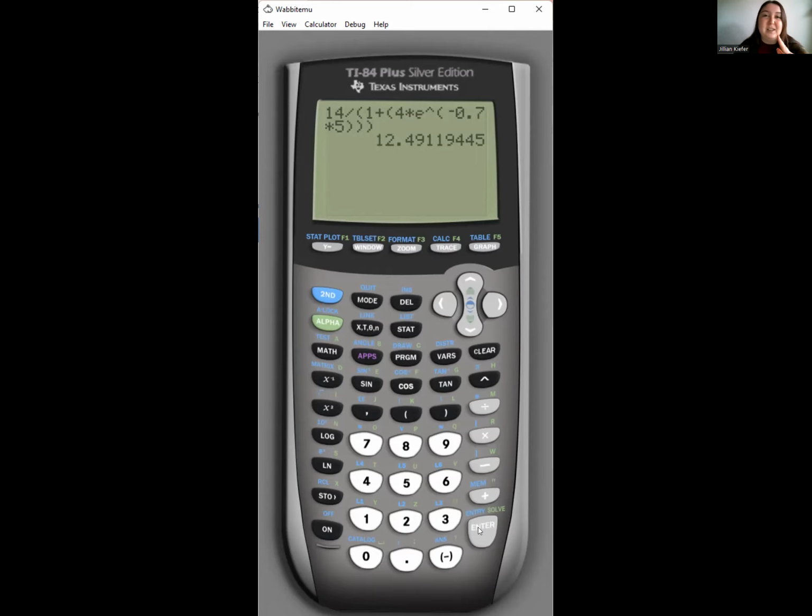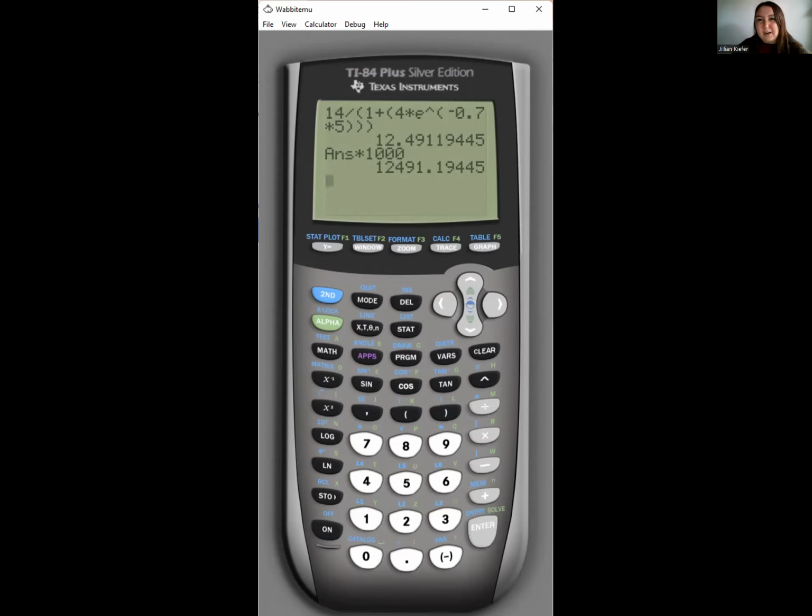Remember, population is already in thousands. So what we have here is 12.491 thousand, which essentially means that we can take our answer and multiply it by 1,000. And if we multiply this answer by 1,000, we get 12,491.19445 fish. But remember, we want to round to the nearest whole number, so this would be 12,491 fish. So, all right, that's how we put those computations into our calculator.